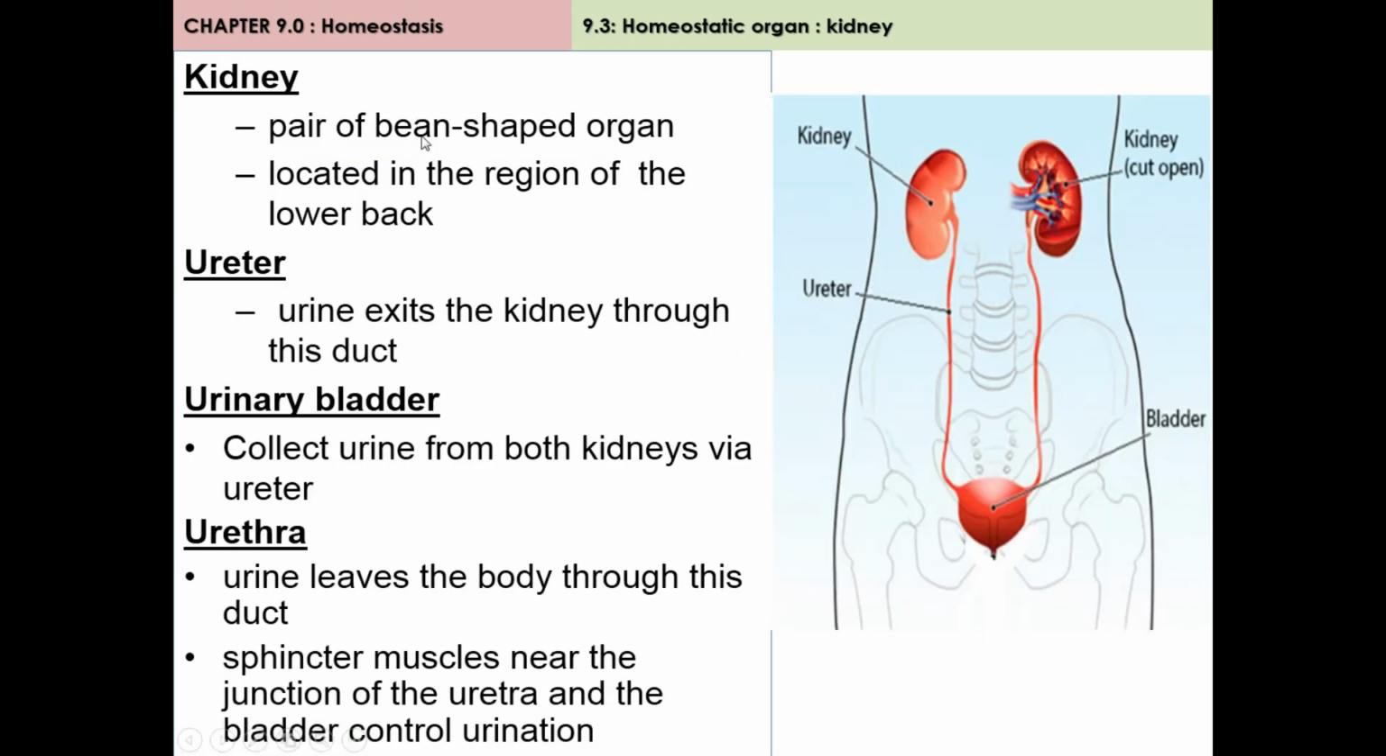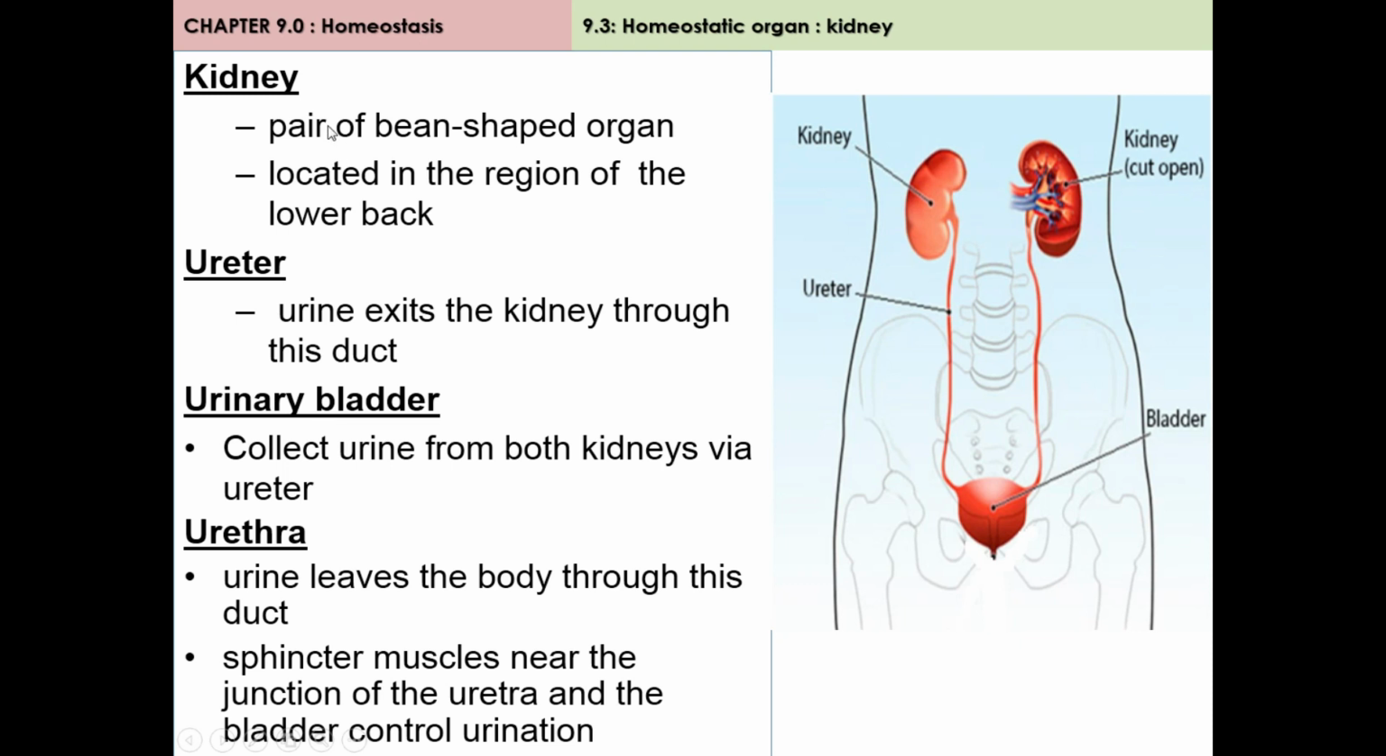The kidney is a pair of bean-shaped organs located in the region of the lower back. The ureter is the duct through which urine exits the kidney. The bladder collects the urine from both kidneys via the ureters, and the urethra is the duct through which urine leaves the body.